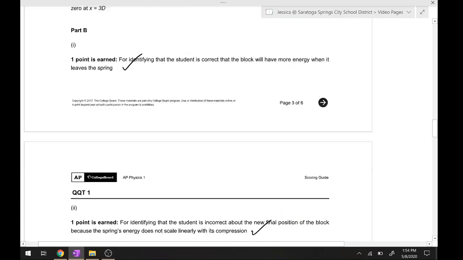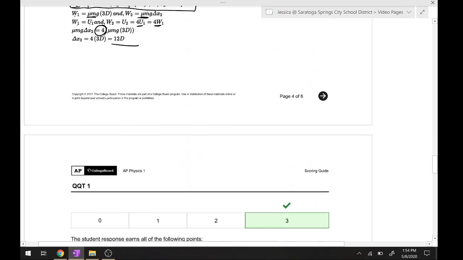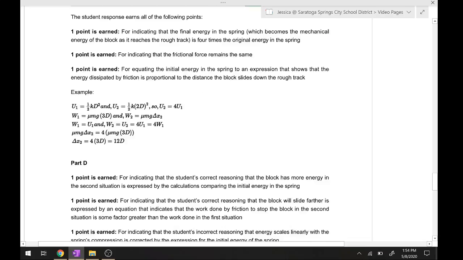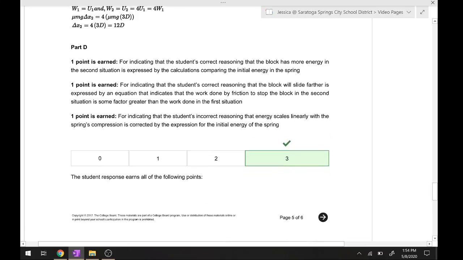So let's go ahead and see what the scoring guide says. All right. So D says for indicating that the student is correct that the block has more energy expressed by calculations than the initial energy of the spring. So we talked about that. I get 1 point for indicating that the student's correct reasoning that the block will slide farther is expressed by the equation that indicates the work done by friction to stop the block.